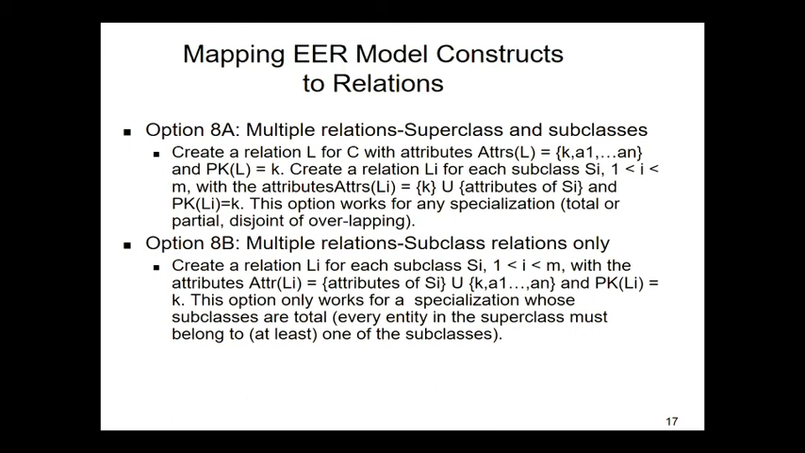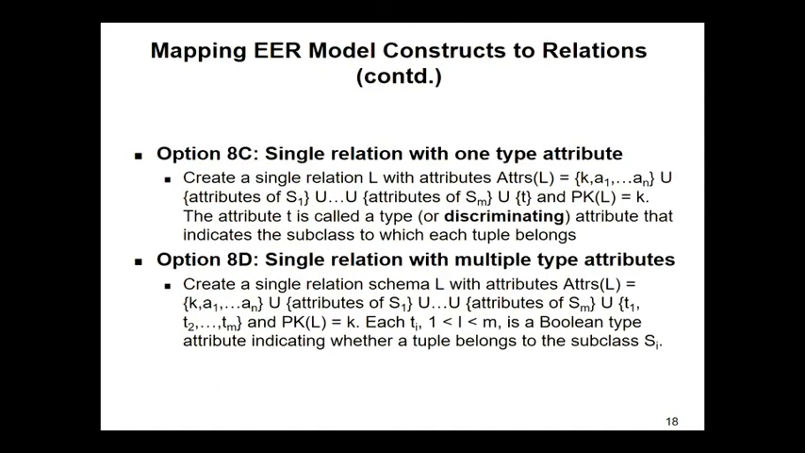Okay, so we have multiple relations where we have superclasses and subclasses. We have multiple relations where we only have subclasses, right? And we kind of tie those together different ways. We have a single relation and one type attribute. So again, just know that there's different approaches you can take, but keep it simple. That's what we're trying to instill in you guys from an analysis perspective and design perspective.